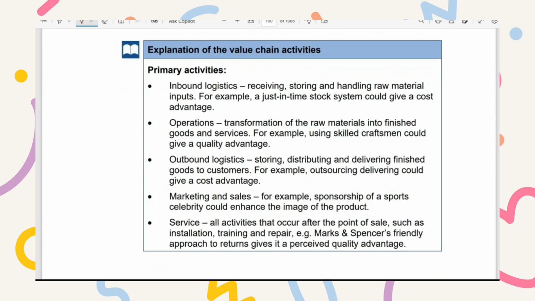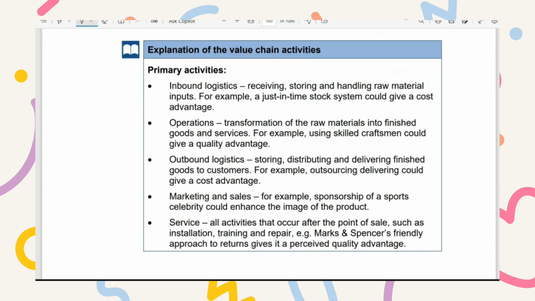Yes, student. The primary activities of the value chain: inbound logistics, receiving, storing, or handling raw material. Operations, transforming the raw material into finished product, as we explained earlier. Outbound logistics, a strong distribution network. So ready products should go for deliveries, or outsourced deliveries.